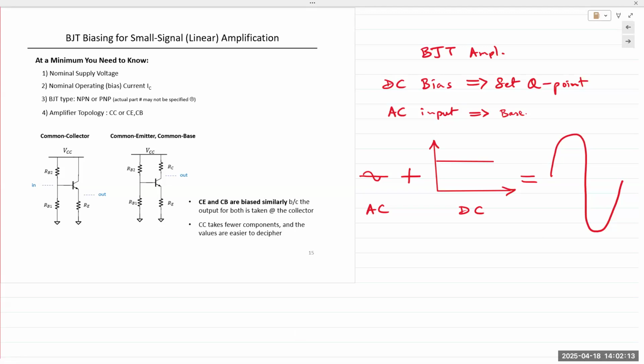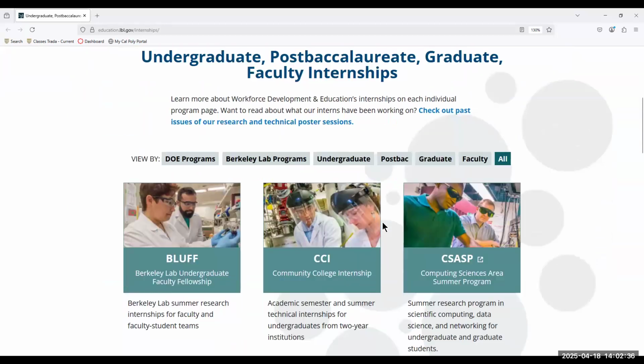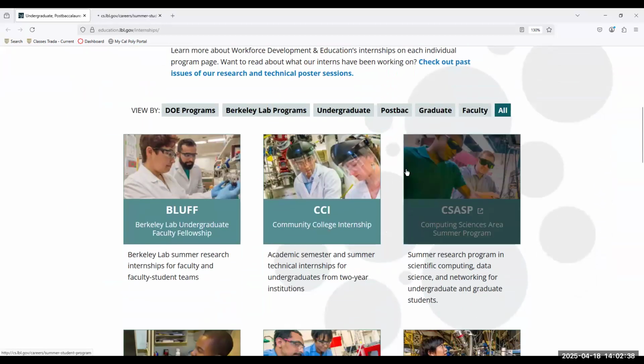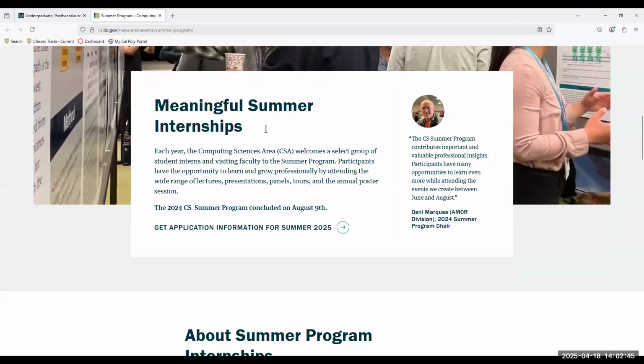One other thing I wanted to point out was this. If you have not looked at the national labs, Lawrence Berkeley National Lab is one example. Very close to here in California. They have a lot of summer internships available for undergraduate students. There are summer internships for computer science, data science. There is, let's see, yeah, computing sciences summer program. So if this is something that might interest you, definitely go ahead and apply. Okay.